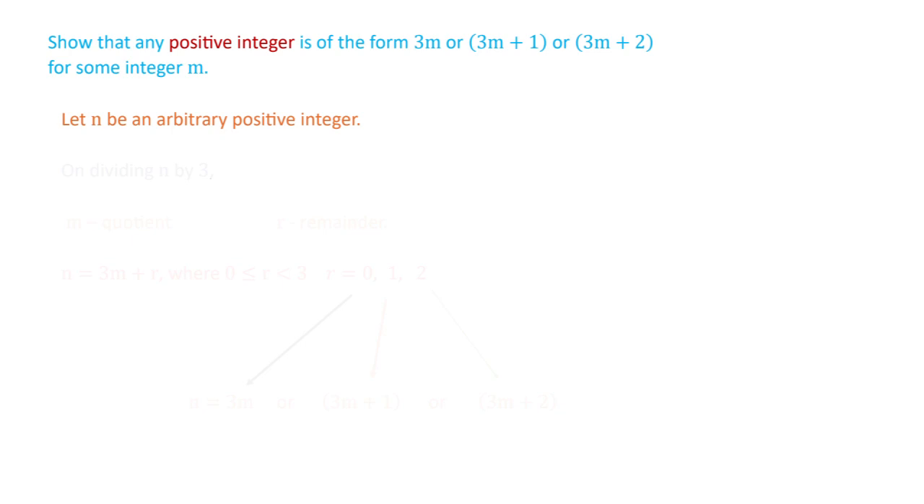Because by Euclid's division lemma, we know that we are going to write it in the form a is equal to bq plus r. So over here, the coefficient of m is 3. That is why we are saying that on dividing this number n by 3, we will obtain two numbers m and r. m is the quotient and r is the remainder, such that n is equal to 3m plus r.